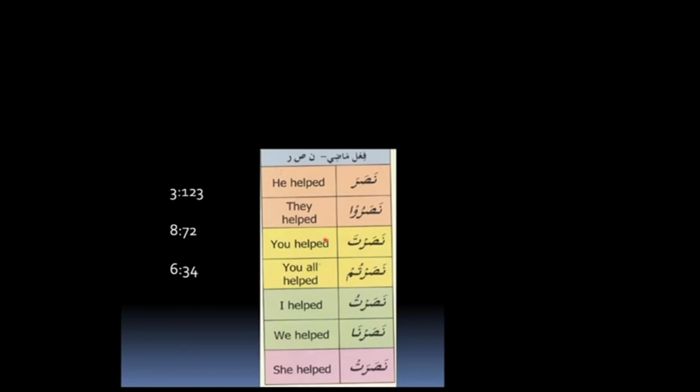I want you to look for all types of past tenses here. There are at least three. Nasaru, good. Amanu.